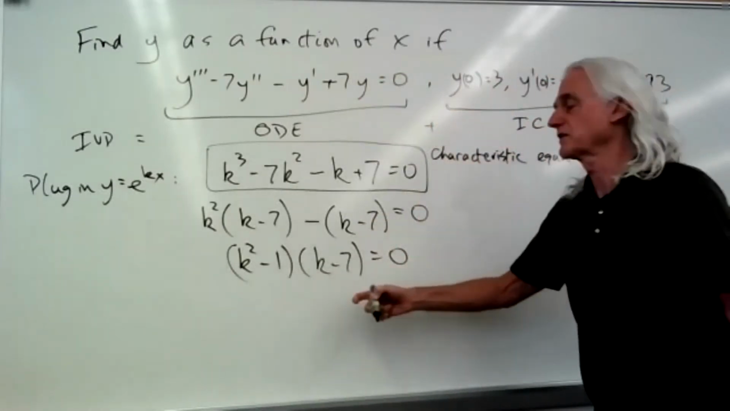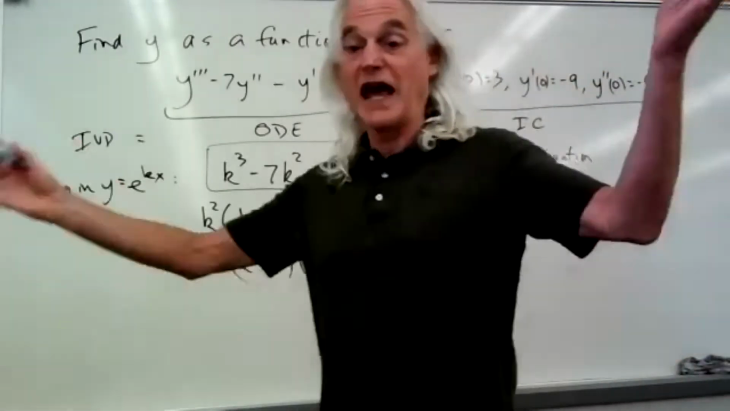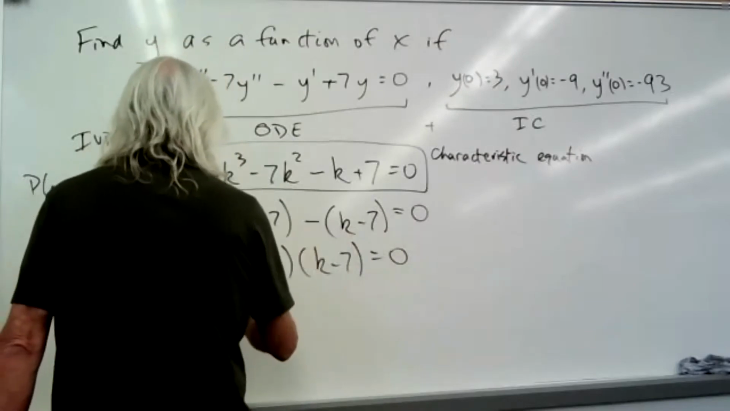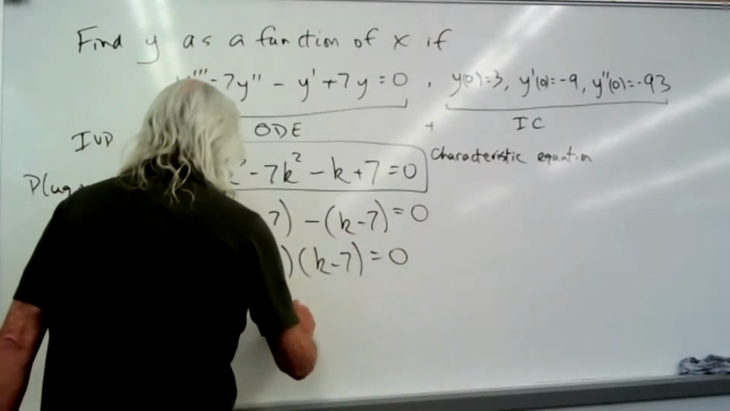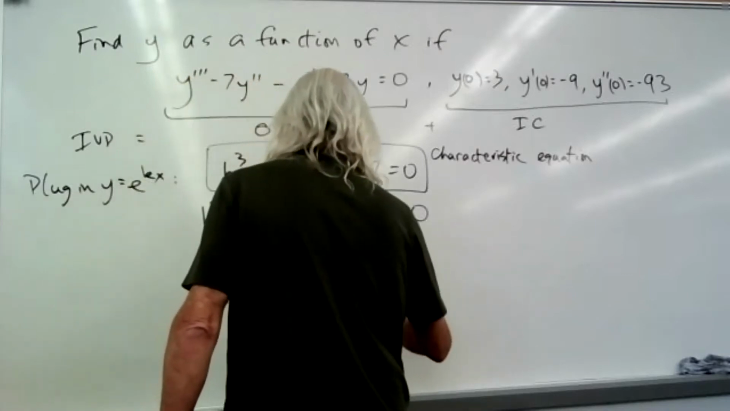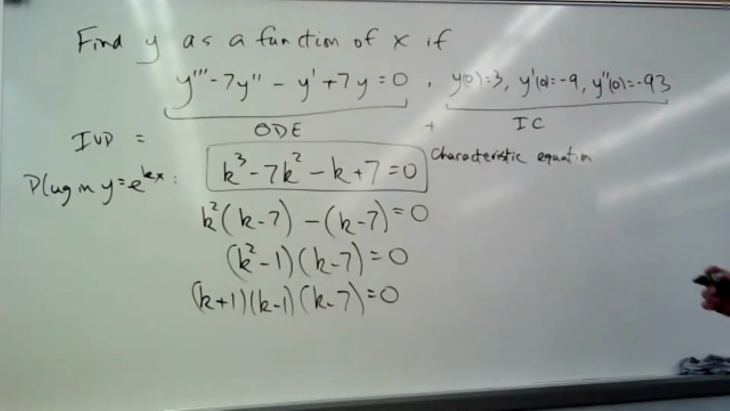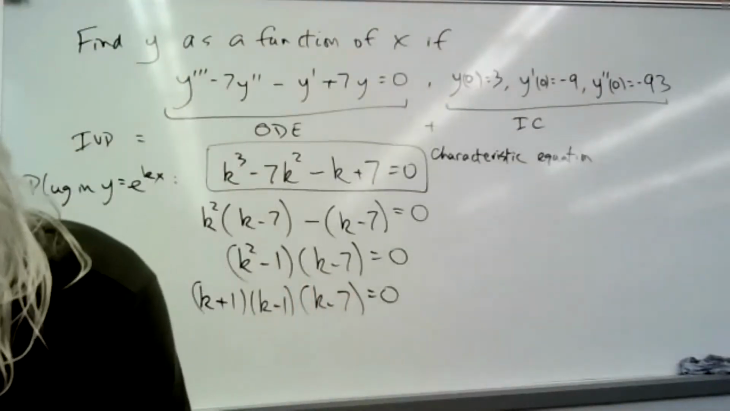So I found one factor. Now it's just a quadratic. And if it's a quadratic, you can, if you have to, use the quadratic formula. But we can do a lot better than that here because it's k plus 1 times k minus 1 times k minus 7 equals 0. So that fully factors.